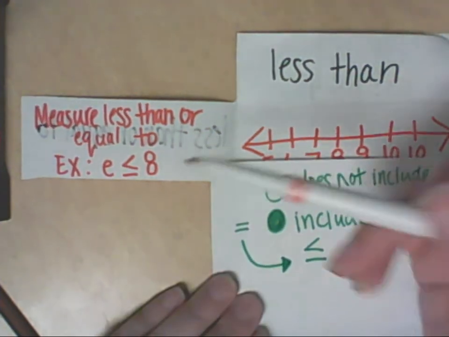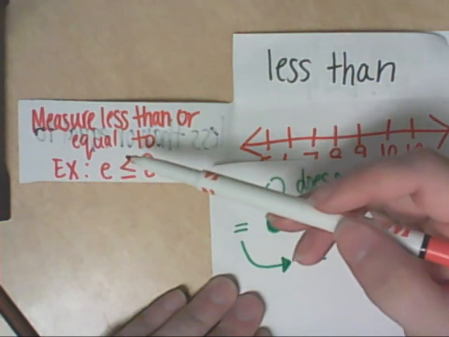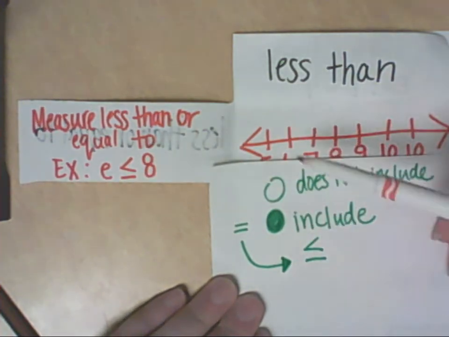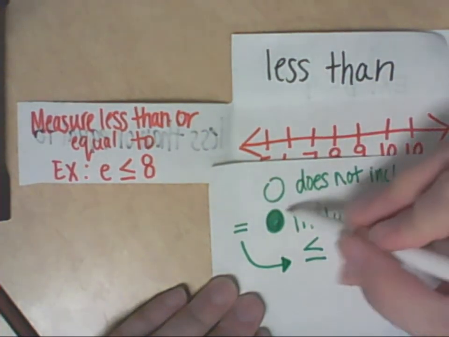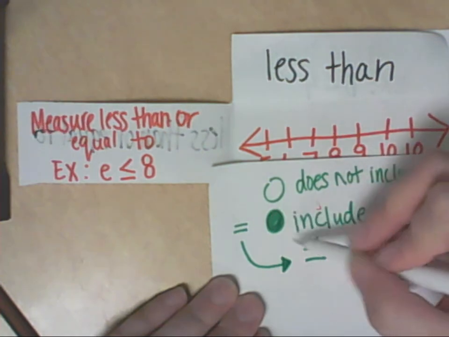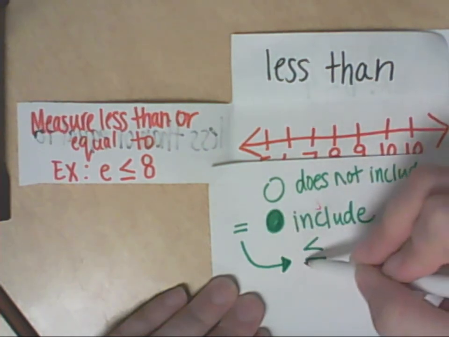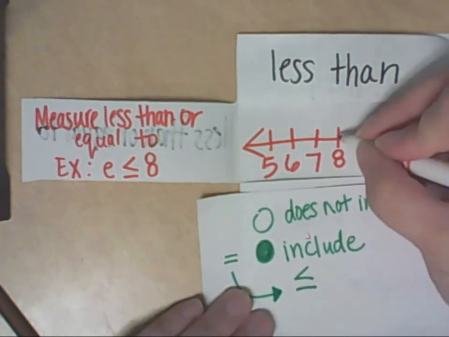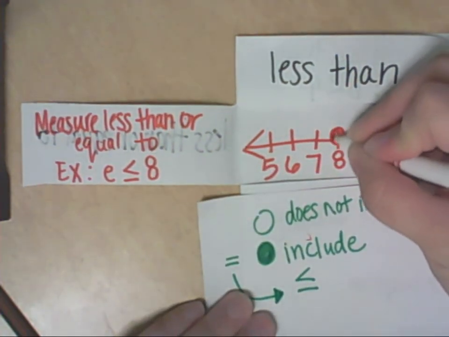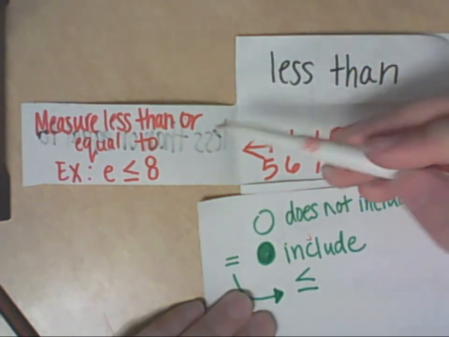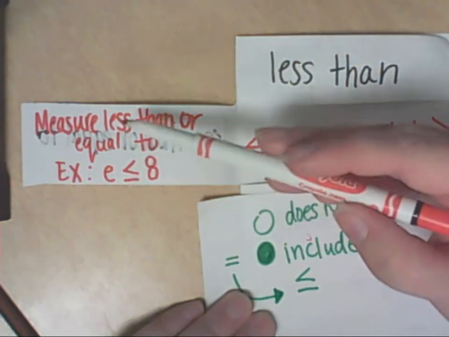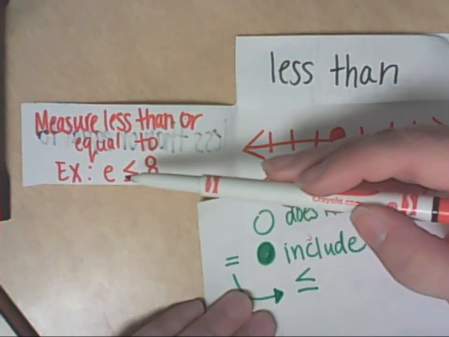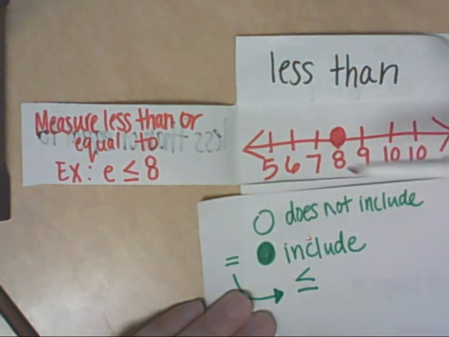So let's look. Do we want to include 8? 8 is less than or equal to 8. We do want to include 8. So it's a closed circle because it has an equal to. Since that line underneath the inequality says equal to, we want to make our circle closed. And it says E, the variable E, is less than or equal to 8.